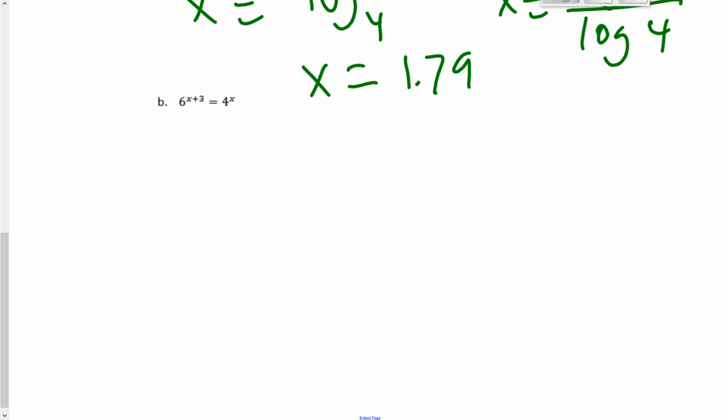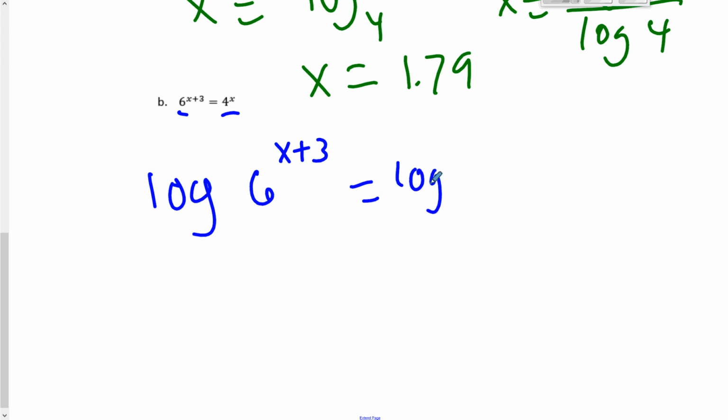Okay, so this one, again, I can't switch base 6 and 4 to the same base. So I'm going to log both sides. This time I'm just going to do log base 10, and I have to do it to both sides. What's nice about these ones is that the exponential terms are already set equal to each other. If they are not set equal to each other, then you can log everything on the left and everything on the right. It's kind of the same rules.